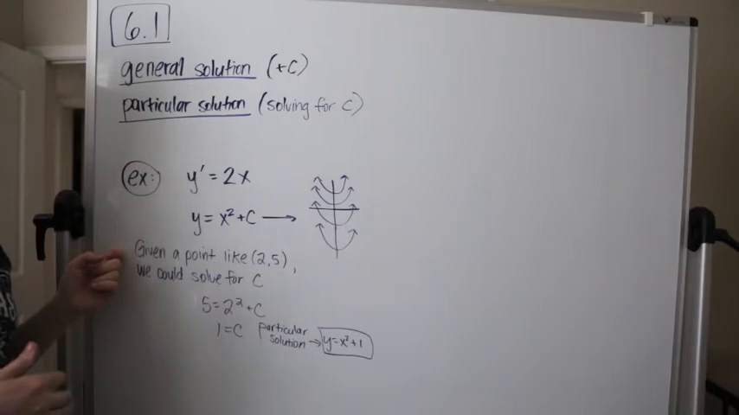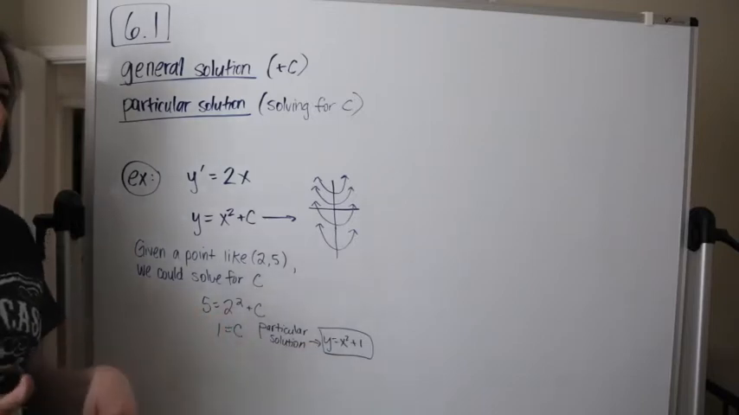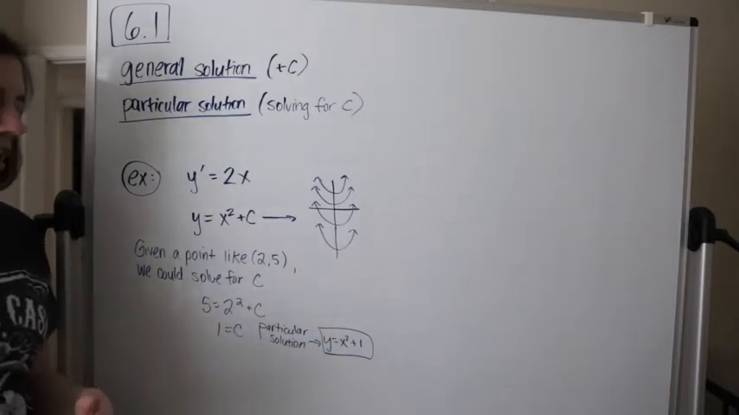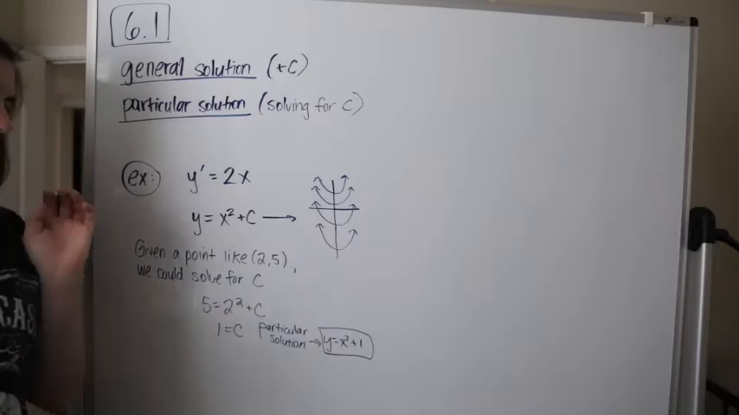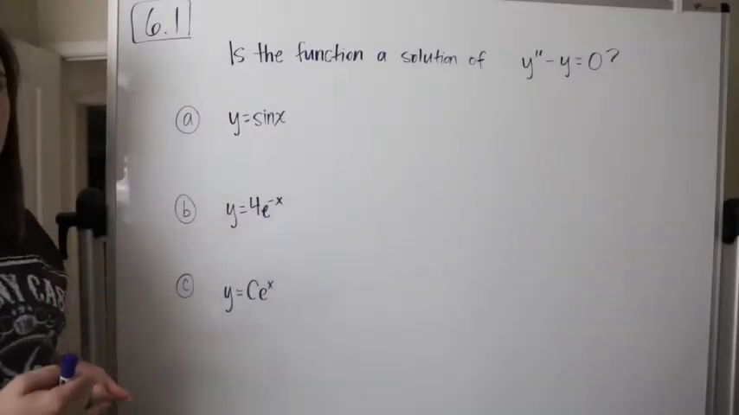But if you were given a point, so in this example I gave (2, 5), we could plug that in and solve for c. We have a particular solution which corresponds to just one equation, and that would be your solution given a point.